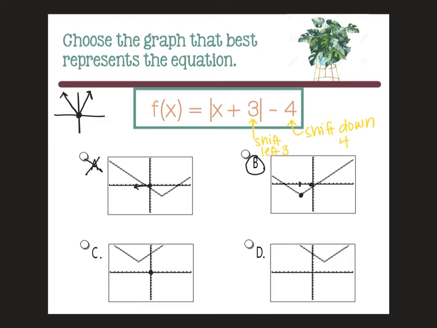So again, you're going to start at 0, 0, left 3, but then it's supposed to go down and it goes up. So it can't be that one. And then this one does not even go left, so B would be the best choice.